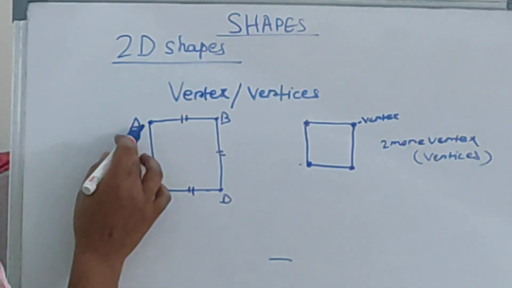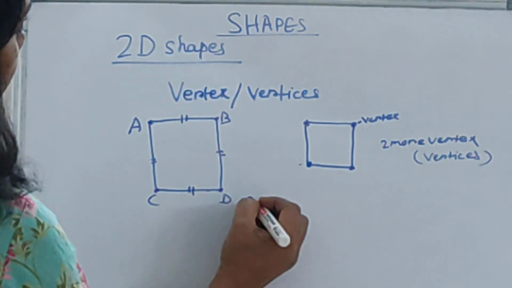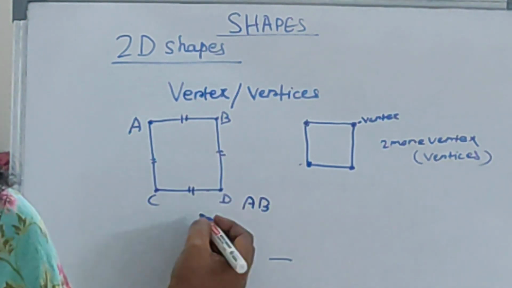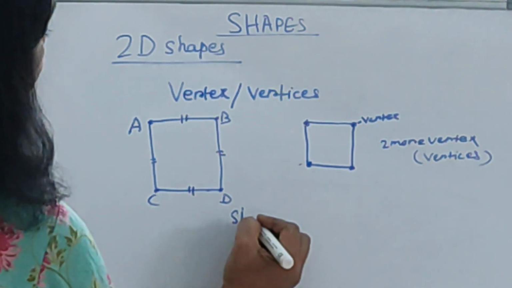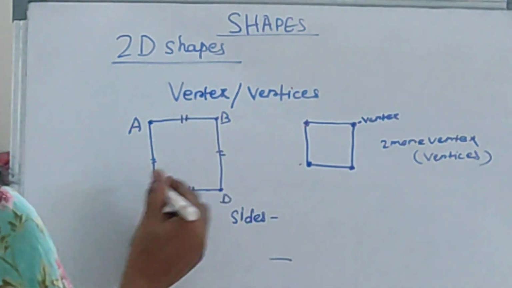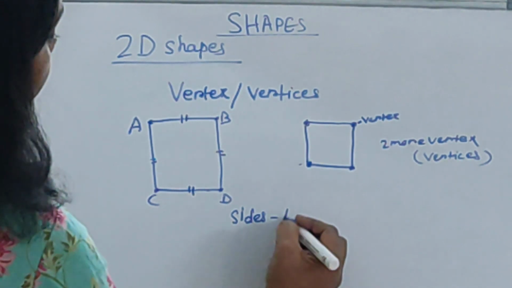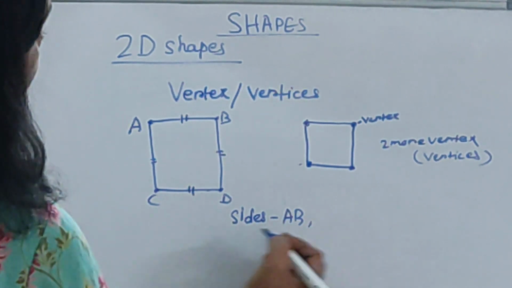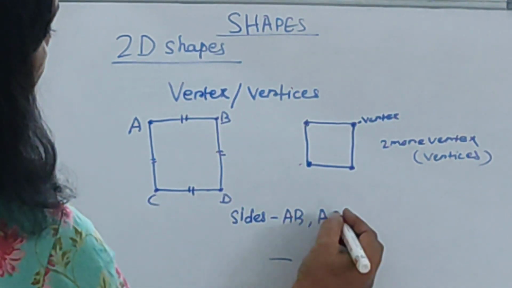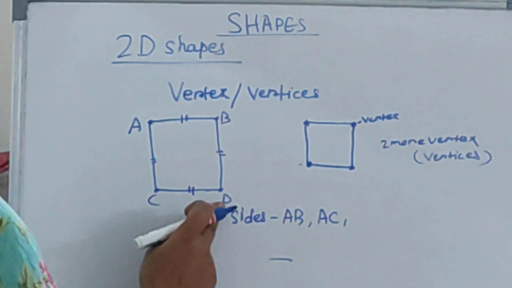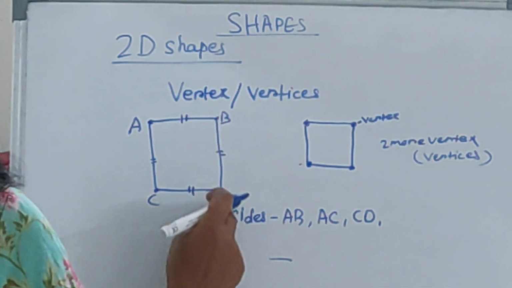See, the first side is A and B. The first line is A and B. This is how we write the sides. So here in this picture, what are the names of the sides? AB, then AC, then CD, and then BD.